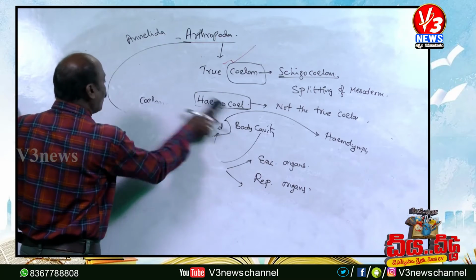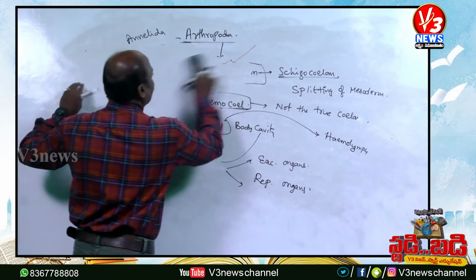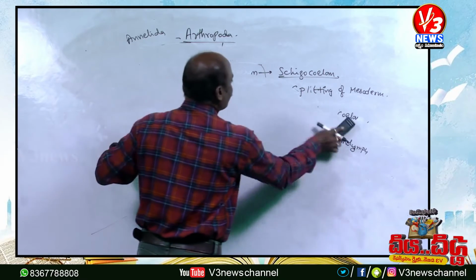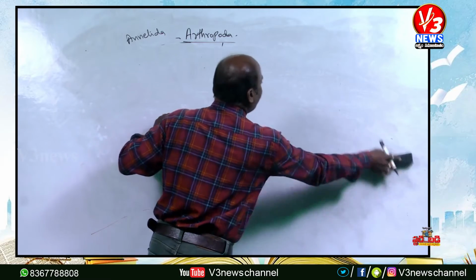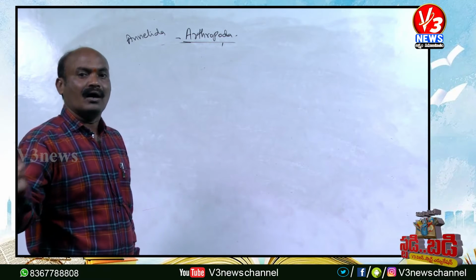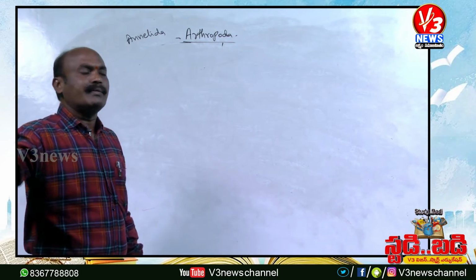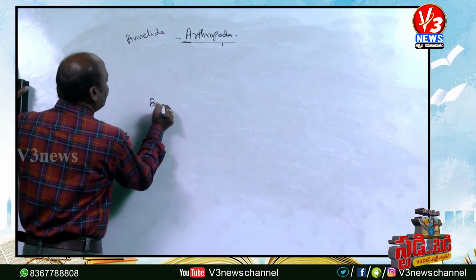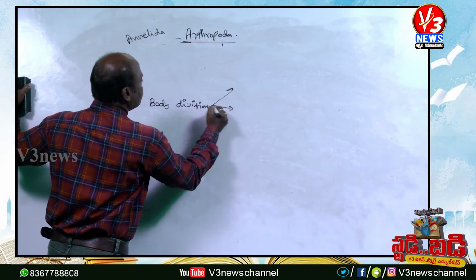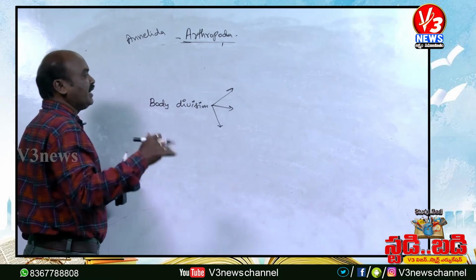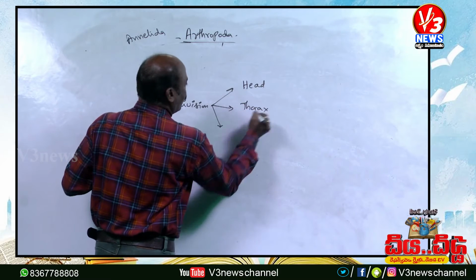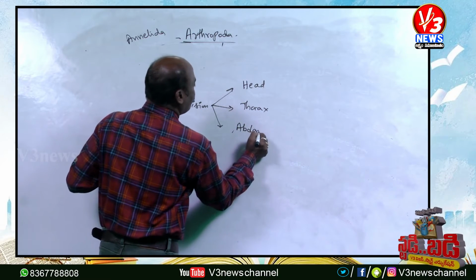Then coming to their body division. In arthropods, the body is divided into 3 parts. In a simple way we can say parts, but in technical terms, that is tagma, tagmata. There are 3 tagmata. So the body is divided into 3 body parts: one is head, second is thorax, and third is abdomen.